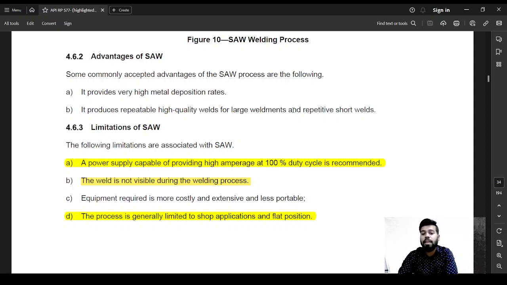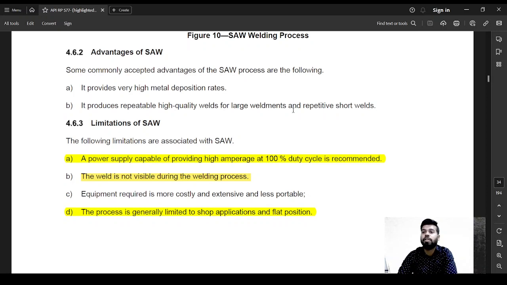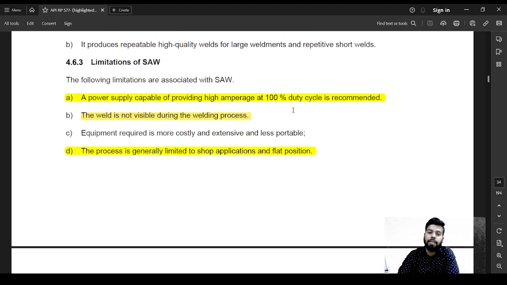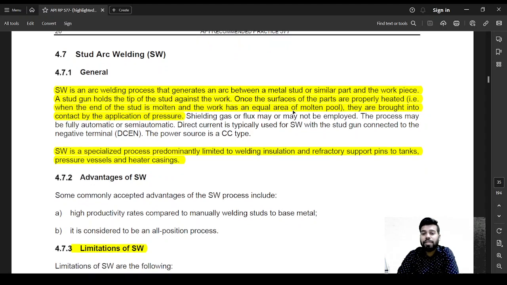The process is generally limited to shop application and flat positions, because if you do a vertical weld, your slag would fall off. If you do overhead, your slag would fall off. So only flat and horizontal positions can be done with this. Then you have stud arc welding.